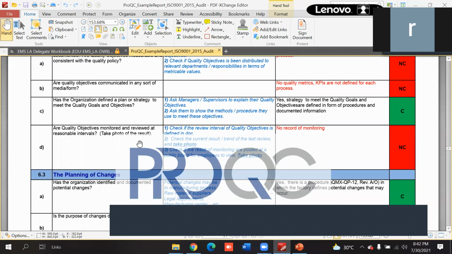There's no record of monitoring. Objectives must be monitored, reviewed, and have an interval. No record of monitoring, so it becomes an NC.